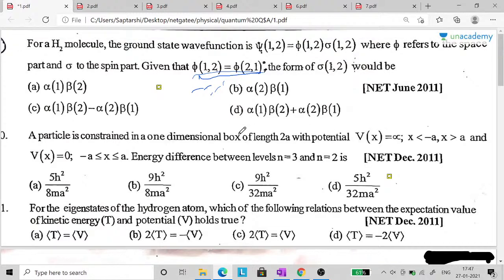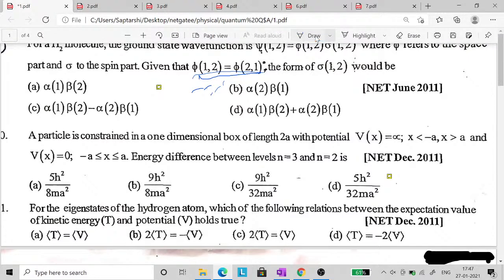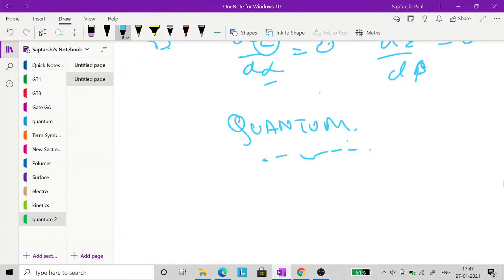Okay, so I'll just see what the answer is, whether it's mentioned over here. Yeah, C is the answer, because this is antisymmetric and this is symmetric. So let us look into the details of Slater's determinant.